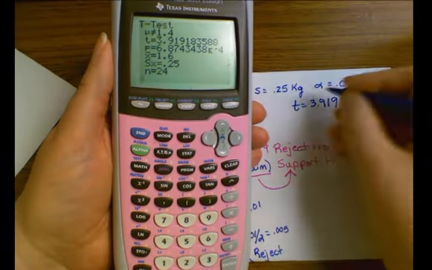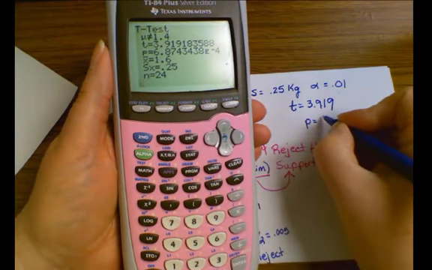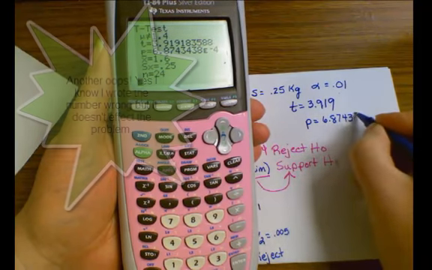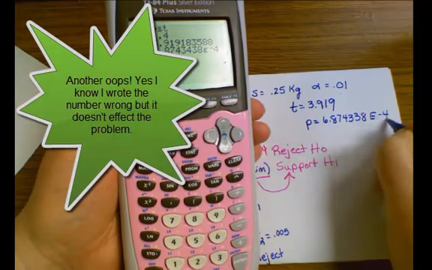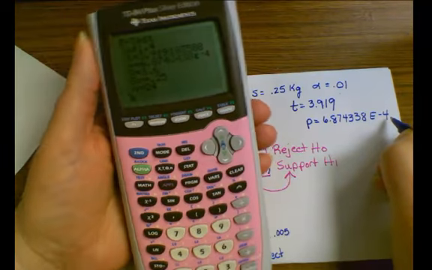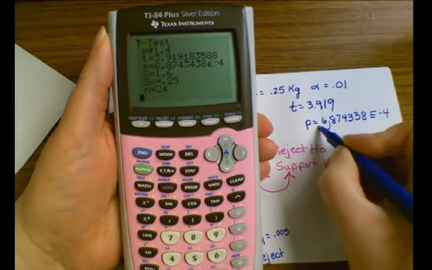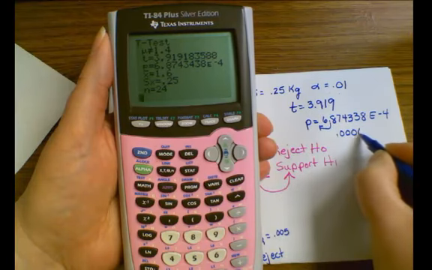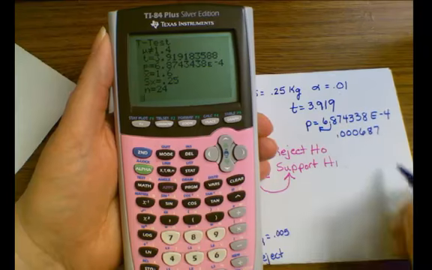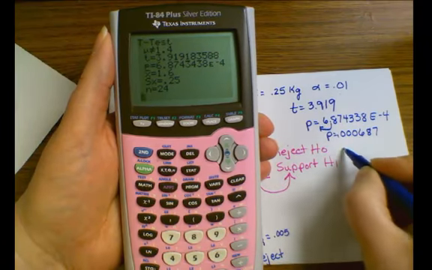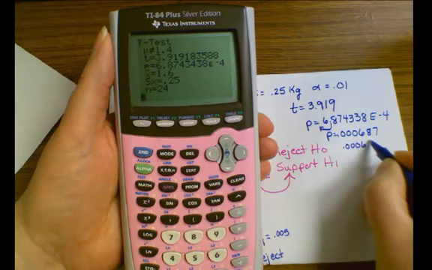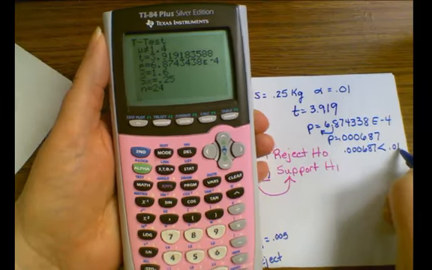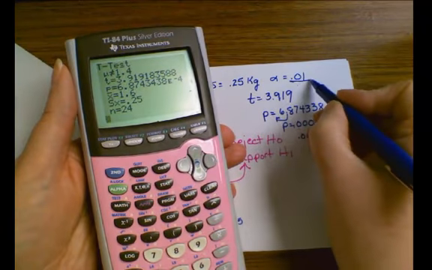And it gives me a p-value of 6.874338 E negative 4. And remember that E negative 4 simply means that you need to move your decimal back 4 places. So that's 0.000. There's 3 places. And the 6 counts as 1 as well. 87. And that's my p-value. And since 0.000687 is less than the 0.01, and why are we comparing it to 0.01? Because that's my alpha there.